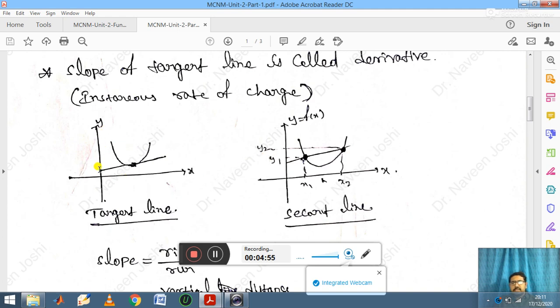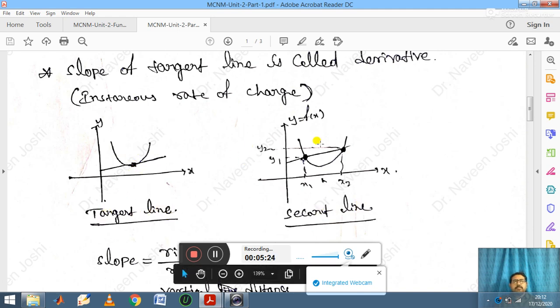So, tangent line graphical representation. You can see here, this is the x and y axis. You are drawing one parabola-like structure, and you are drawing one straight line. This straight line meets the parabola at this point, which means the straight line touches the curve at only one point. Therefore, this is known as a tangent line.